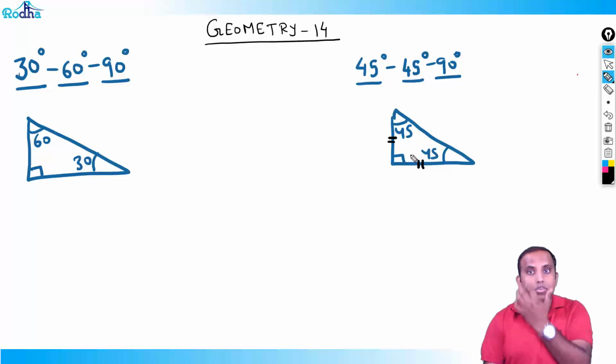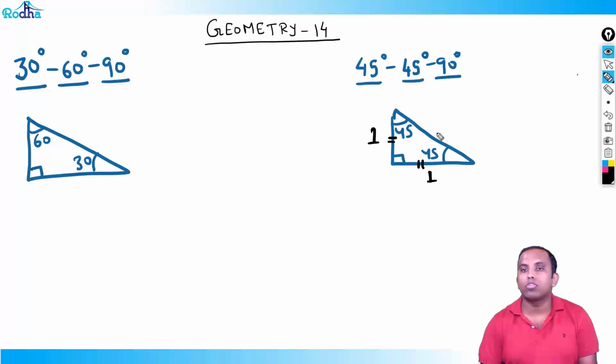In any triangle, if two angles are equal, their opposite sides are also equal. So this is 45, 45, so these two sides are also equal. If the side opposite 45 I assume to be 1, this also becomes 1. So this becomes root 2 by Pythagoras theorem. What is the ratio? The ratio is 1 is to 1 is to root 2.